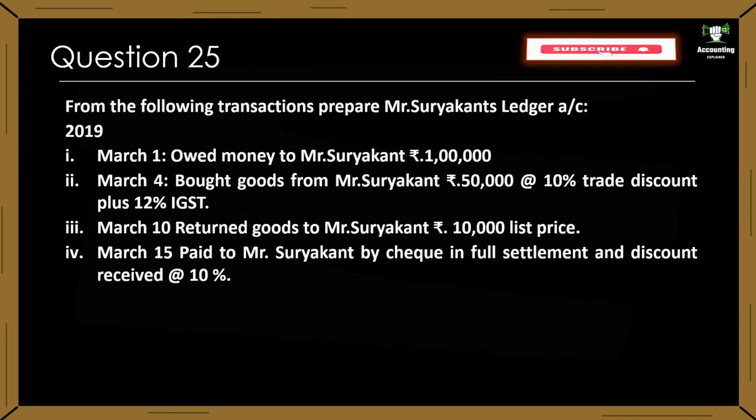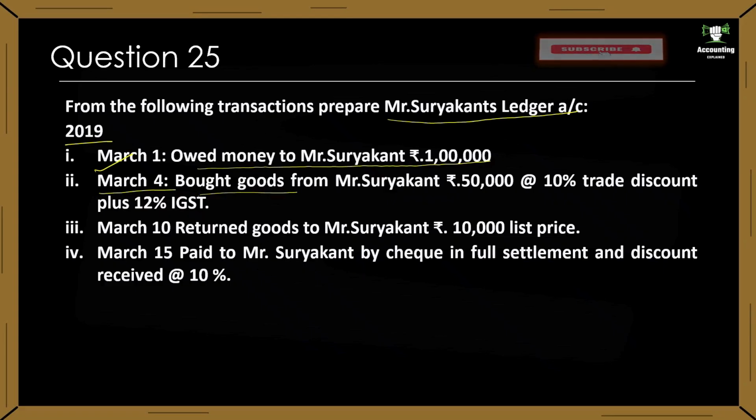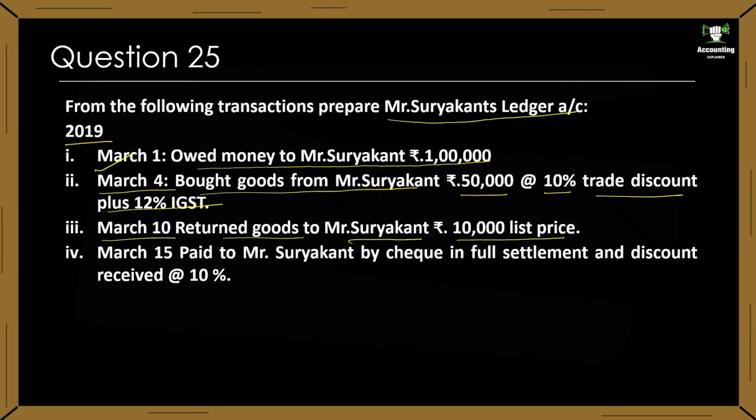Question 25. From the following transactions, prepare Mr. Suryakant's ledger account. 2019. March 1, owed money to Mr. Suryakant rupees 1 lakh. March 4, bought goods from Mr. Suryakant rupees 50,000 at 10% rate discount plus 12% IGST. March 10, returned goods to Mr. Suryakant rupees 10,000 list price. March 15, paid to Mr. Suryakant by check in full settlement and discount received at 10%.